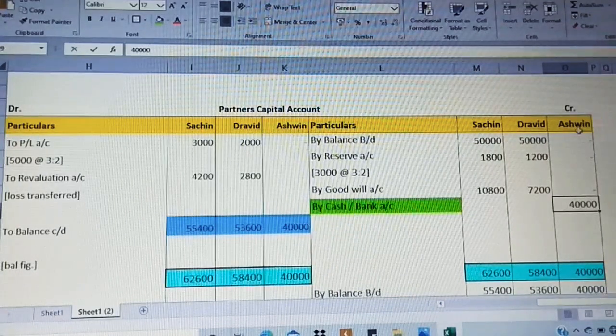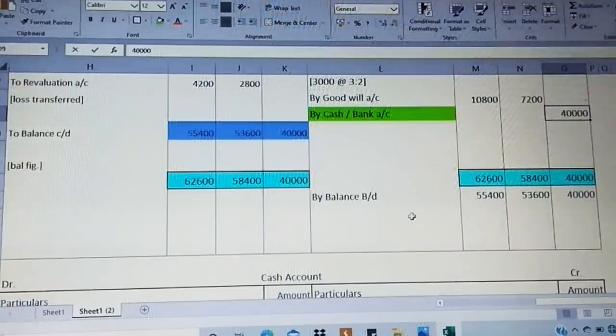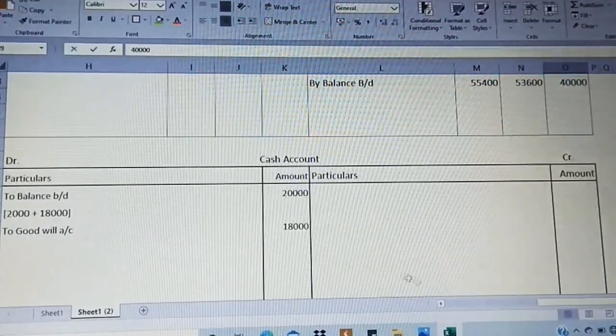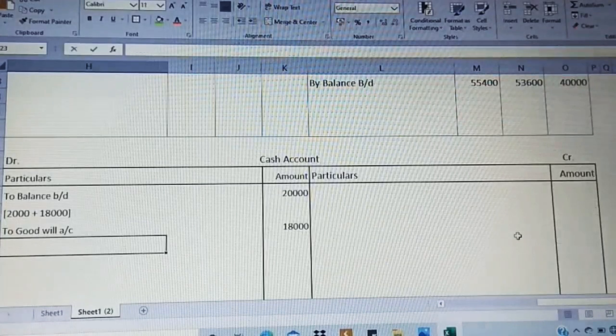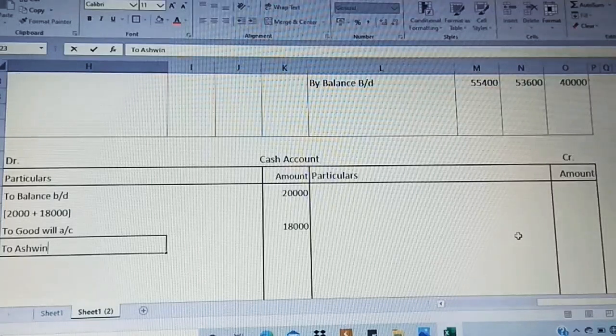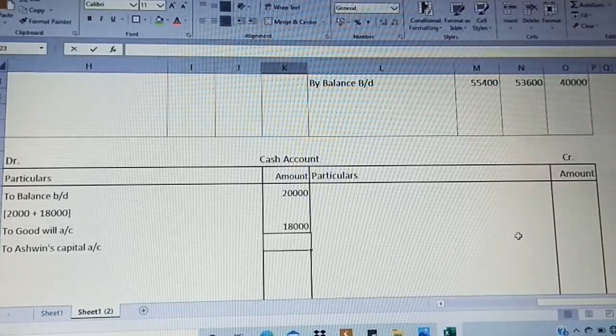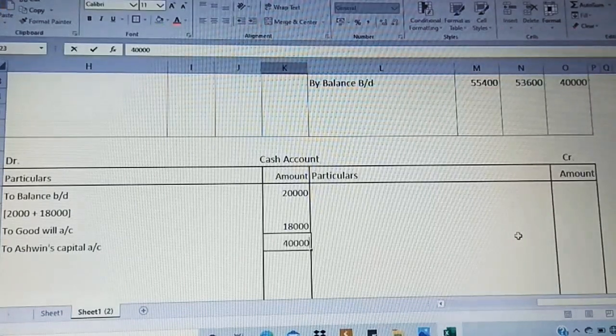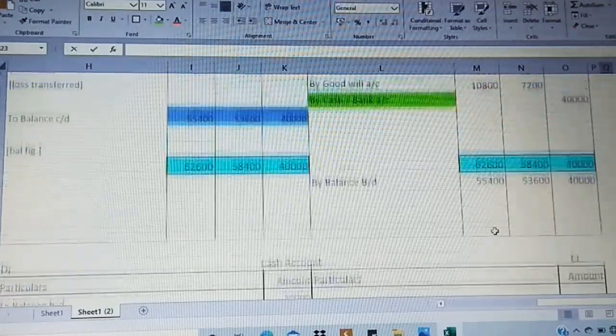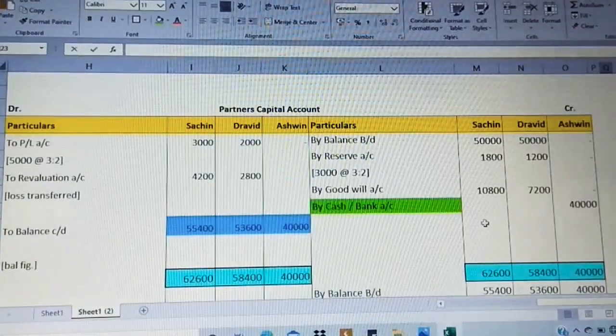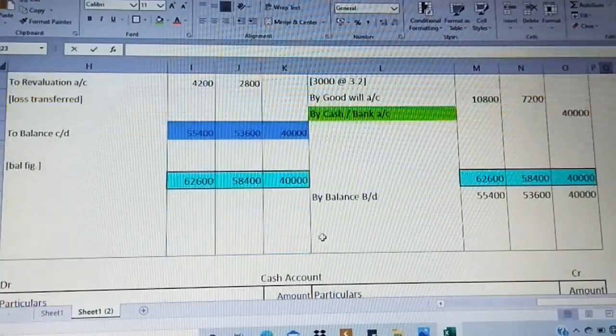So it is Ashwin, under the column of Ashwin capital account. So it is Ashwin's capital account. It's on the credit side. So I'm going to post it on the debit side. I'm going to just write it now. To Ashwin's capital account, and the value is 40,000. This is the first step. Now I have taken up the cash value from the credit side and posted on the debit side.